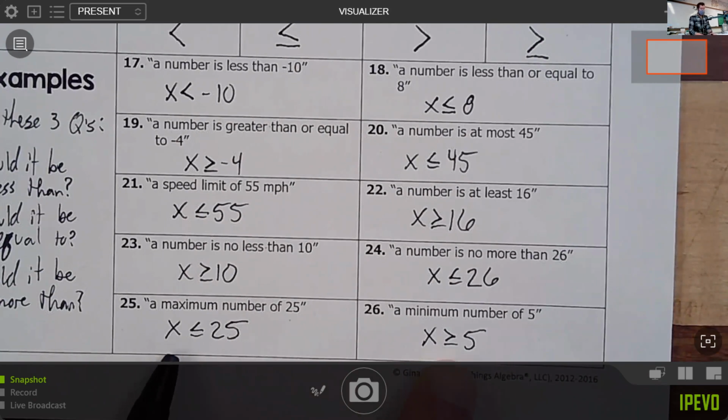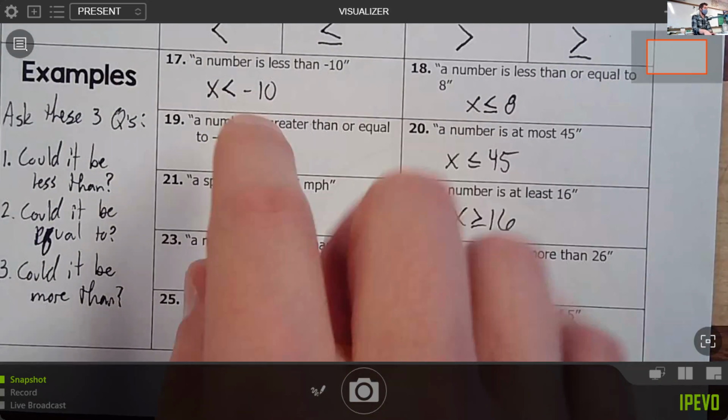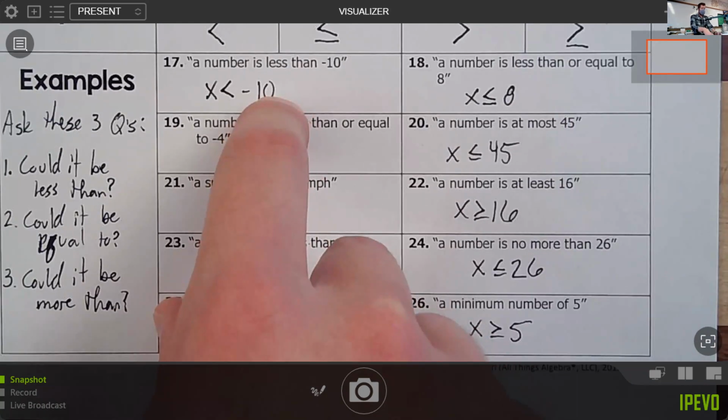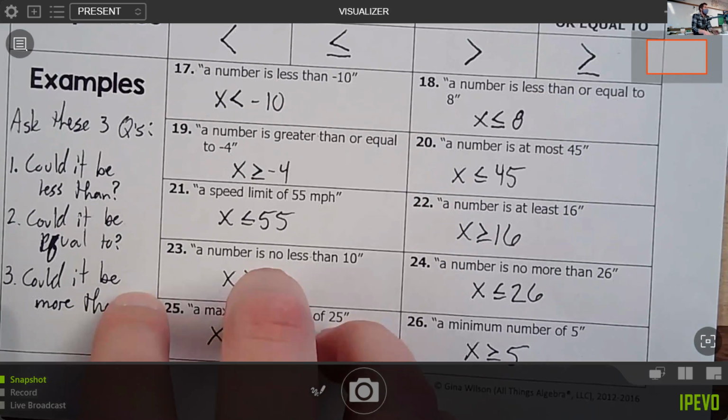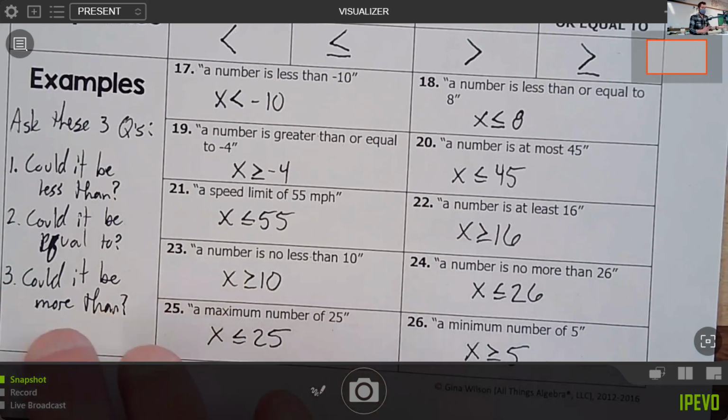So I know that these ones can be a little bit tricky. If you get stuck, ask yourself those 3 questions. It's not the perfect method, but I think it's helpful to figure out which symbol needs to be used. So that is it for today.